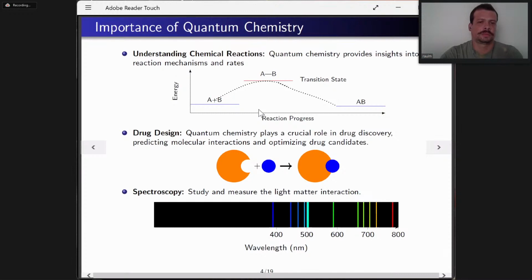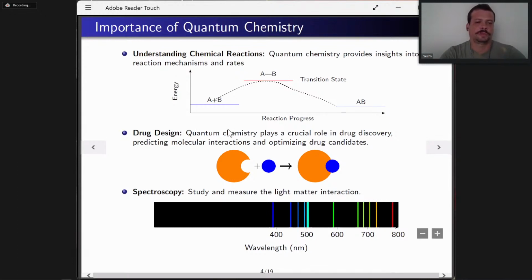We can understand chemical reactions. In this example, in the y-axis we have the energy, and in the x-axis we have the reaction progress. At the beginning of the reaction, we have 2 separated reactants, A and B, and the addition of both has a given energy. Then when they start interacting, they form a transition state higher in energy. And finally, they bind. Those elements, once bound, form a compound that is stable with respect to the transition state.